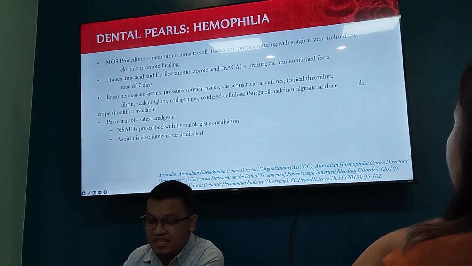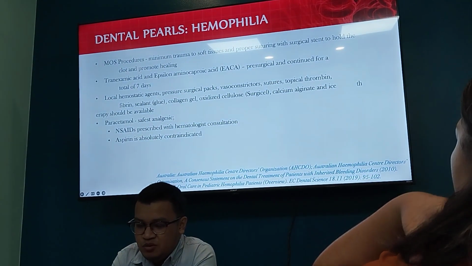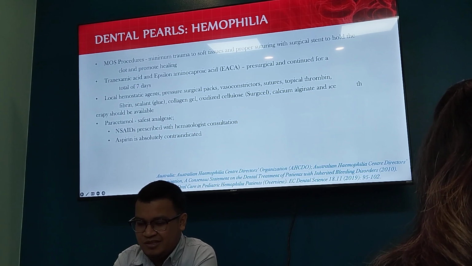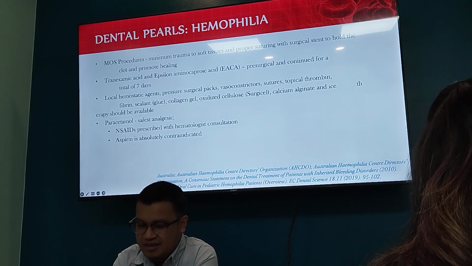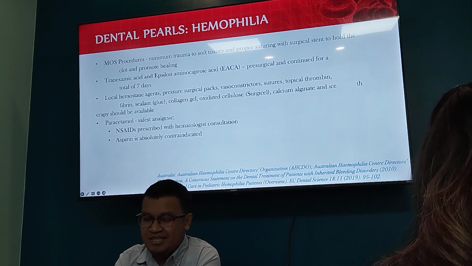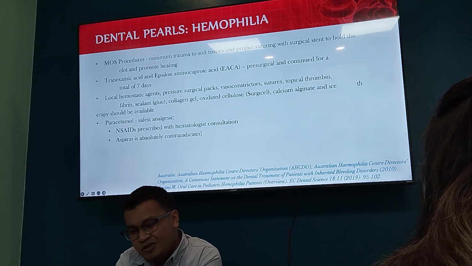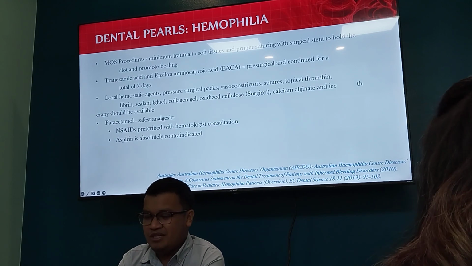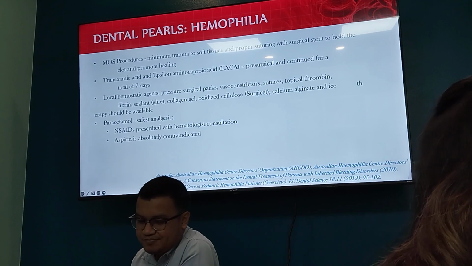Paracetamol is considered the safest analgesic that can be used in such patients. NSAID should be prescribed with the hematologist consultation, pero we discourage that. Although aspirin is strictly contraindicated in these patients, wala ka nang secondary hemostasis, papatayin mo pa si primary hemostasis, di duduguin yung patient mo. Alright?